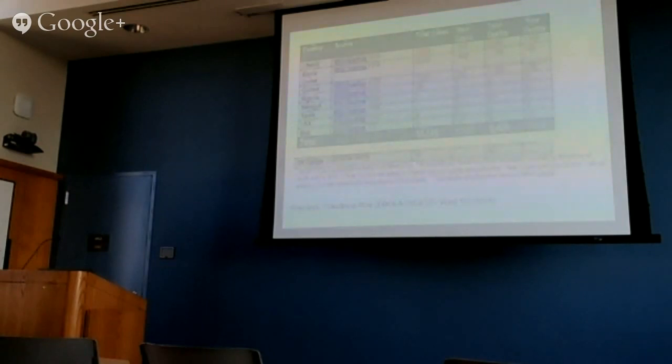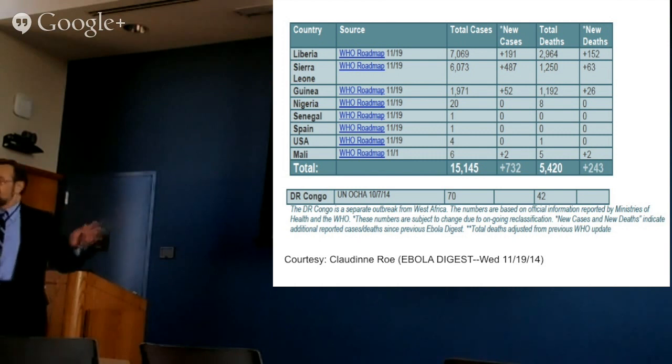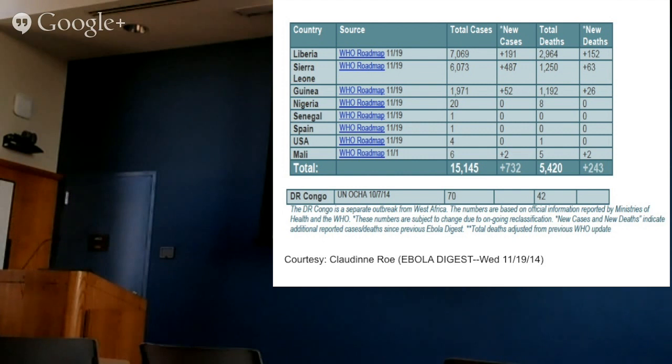Here are some figures. As of now, that is as of 2 days ago, the official figure is 15,000 known cases. Those are the known cases. There are probably at least as many, probably twice as many, we don't know, at home, not trusting the hospitals. And it's better now than it was in 1976, when this was a good place to get infected, if you weren't already.